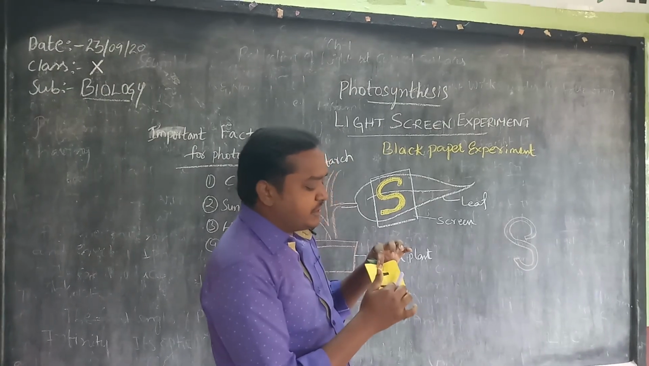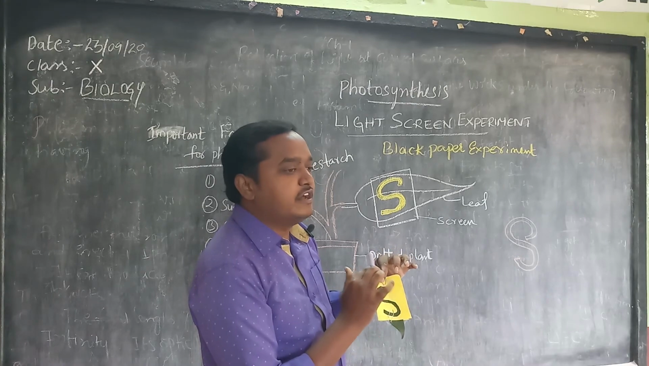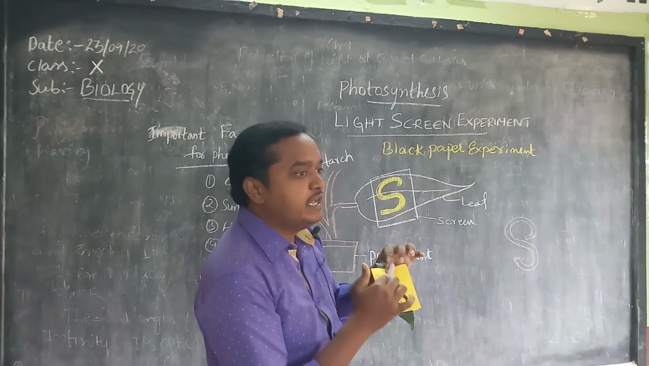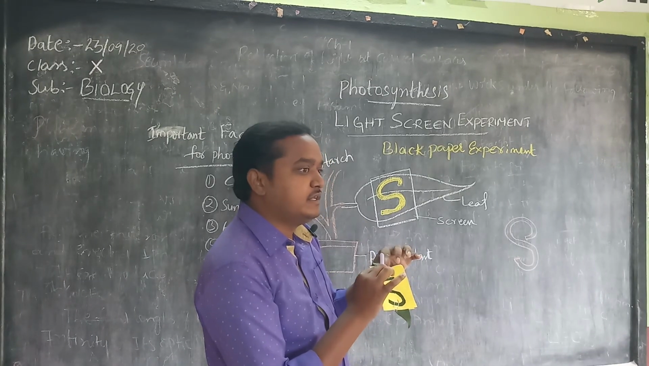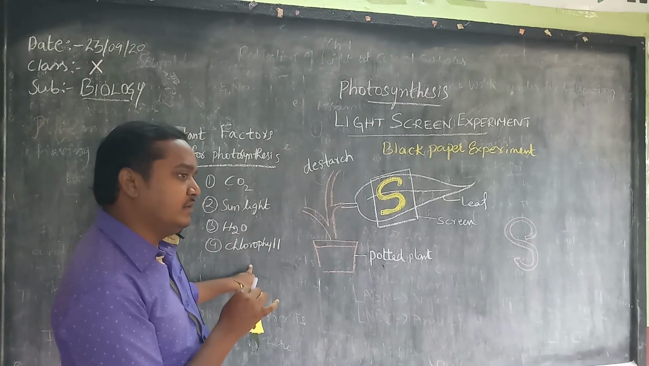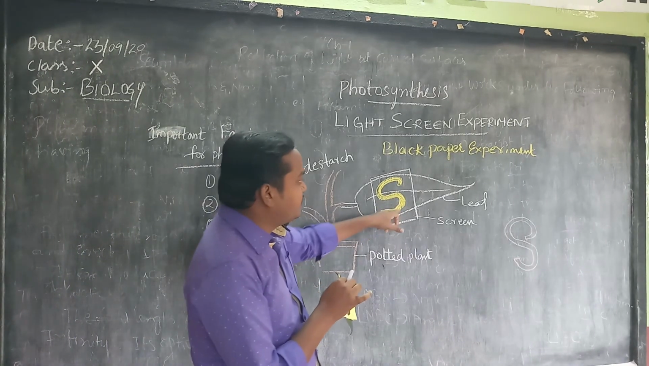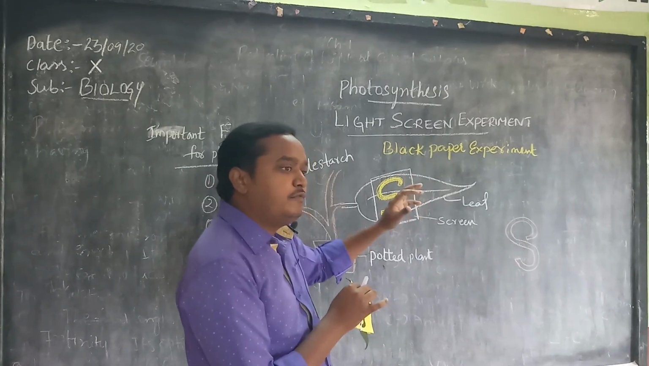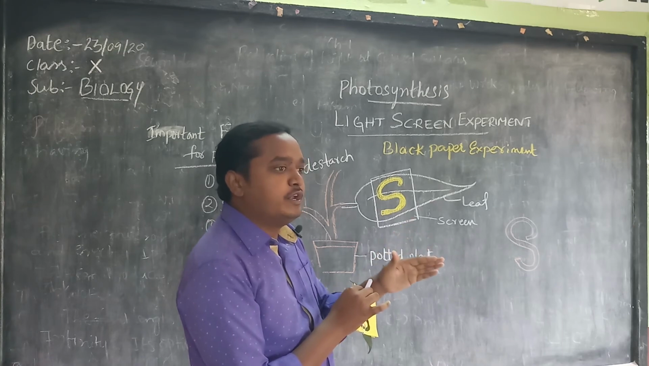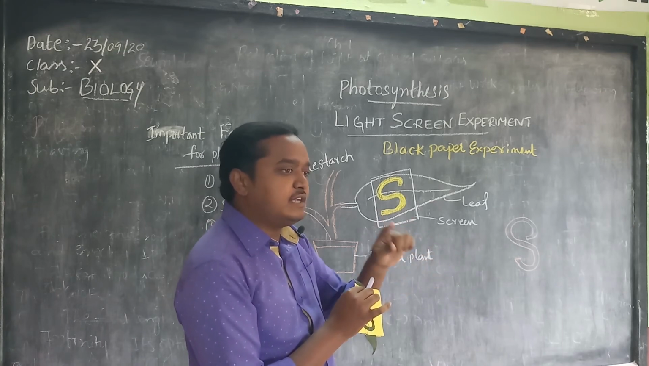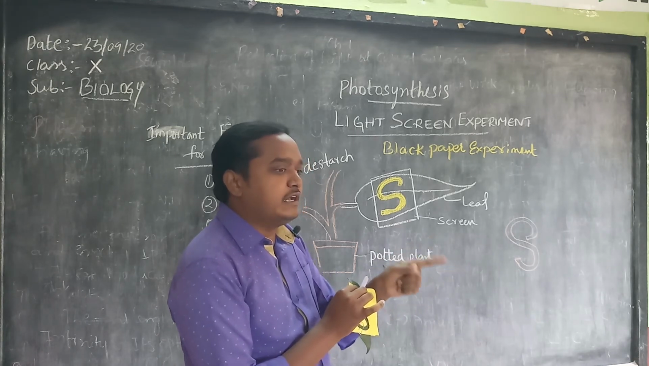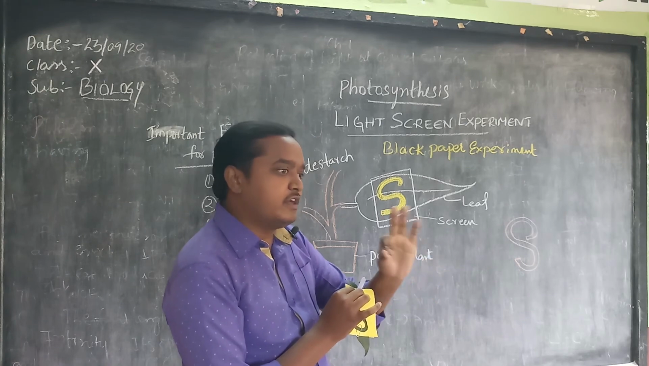If the cut portion is turning blue-black, it is confirmed that this cut portion is getting all four factors: carbon dioxide, sunlight, water, and chlorophyll. So here also the cut portion got all four factors for photosynthesis to prepare glucose. Glucose is then stored in the form of starch. That starch is tested by iodine, which turns the color blue-black.